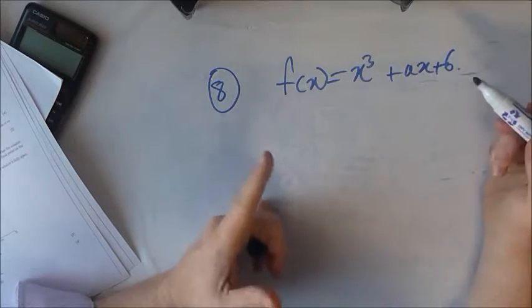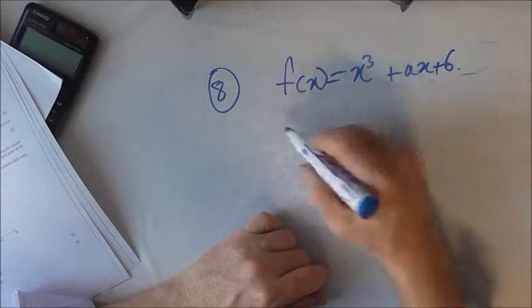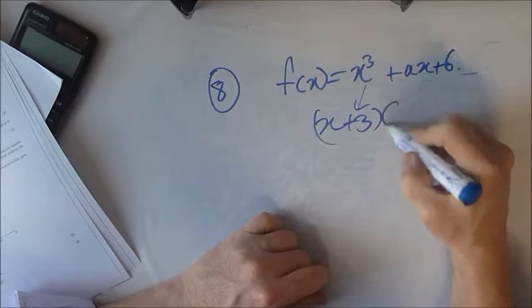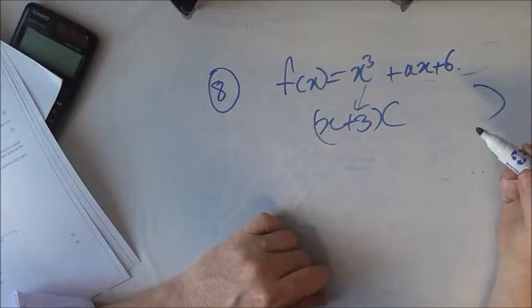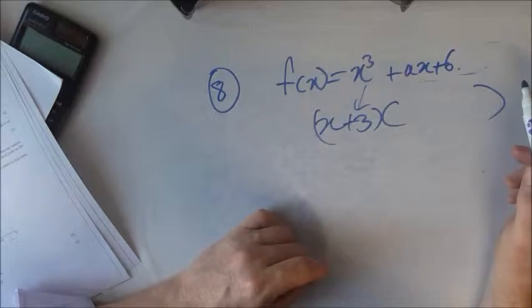Question number 8. Given this polynomial x cubed plus ax plus 6, a is a constant, doesn't depend on x, so it could be 5, could be -7, could be 10, something like that. It has a factor of x plus 3. So if we factorise that, it would be x plus 3 times some other bracketed expression. It's not always another bracketed expression, but it probably would be to get something as complicated as that upon expansion.